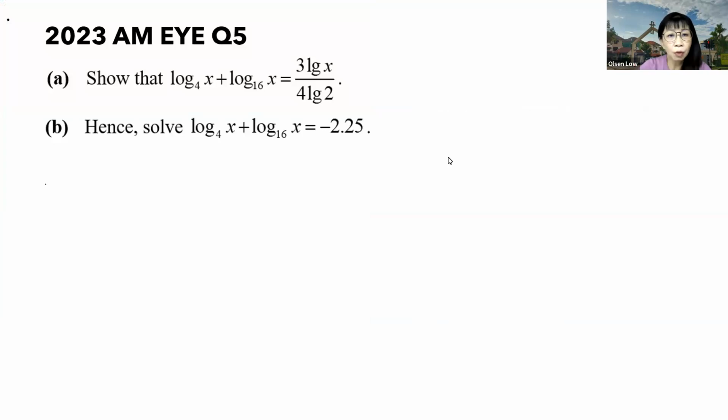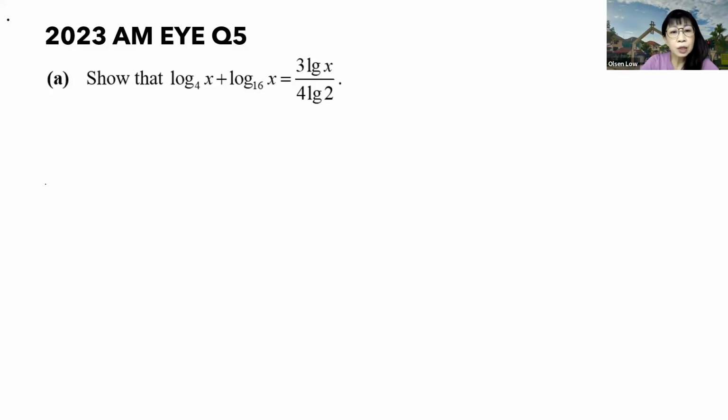Now, this is a question that we all have in the end of the year exam, question 5. So there are two parts to this question. The first part requires us to simplify logs by changing of base, and part B requires us to solve simple log equations. Now let us proceed.